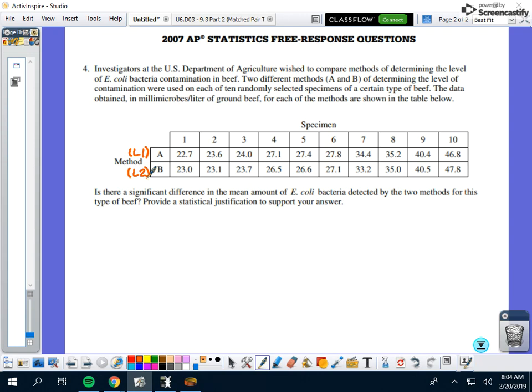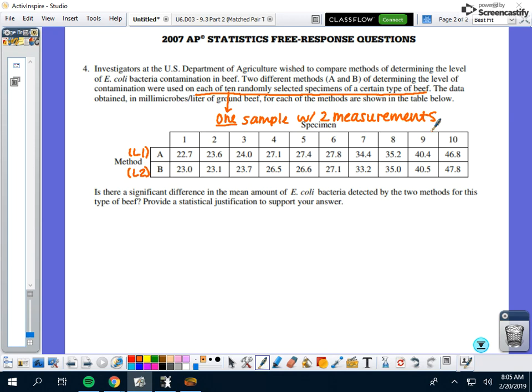All right. Now, when we read this problem, whenever you see two lists of data, you might automatically think two sample, but you really have to read the background to figure out if it's two or one. And so when we read through it, it says two different methods, A and B, of determining the level of contamination were used on each of 10 randomly selected specimens. So on each of 10 randomly selected specimens means that there was one sample with two measurements. That's what's going to make this a paired procedure.